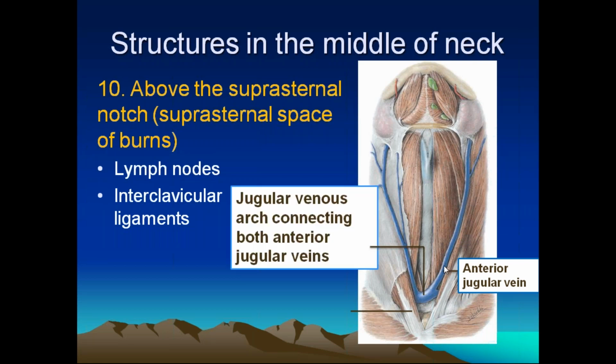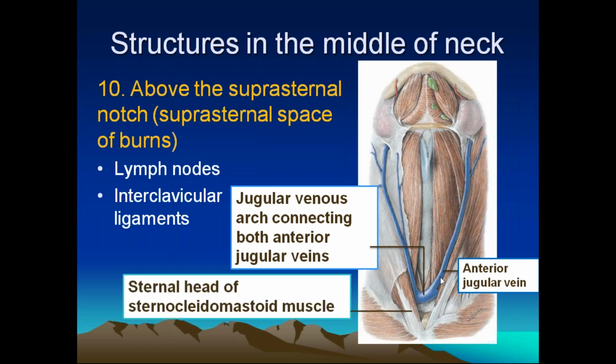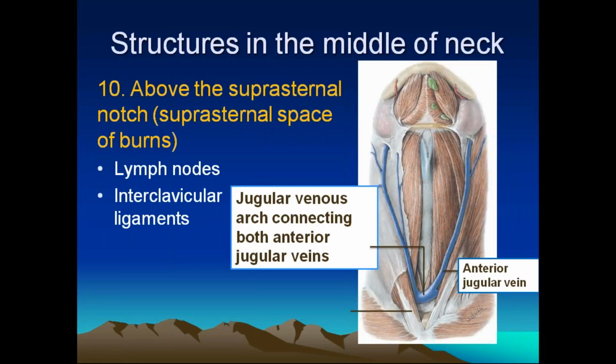So what other structures will you see in the middle of the neck above the suprasternal notch? You can see the jugular venous arch, which connects the anterior jugular veins. And other than this you can see the sternal head of the sternocleidomastoid muscle. So with this, the structures in the middle of the neck in the infrahyoid part are over. You can just revise the structures.